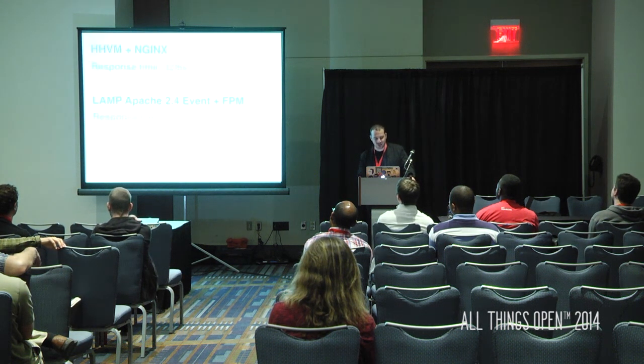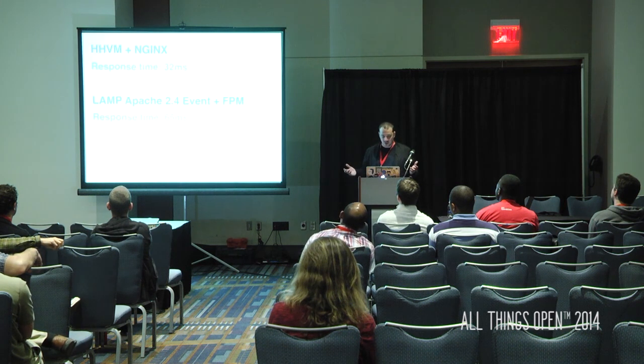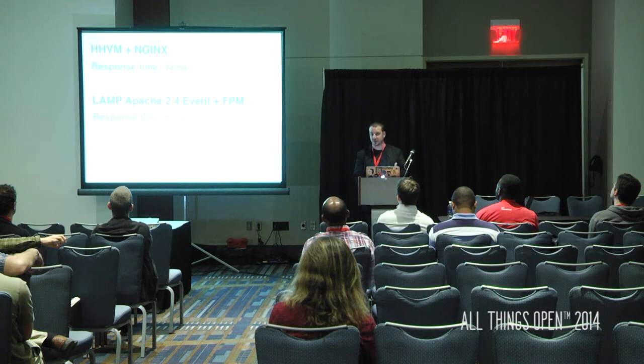All right, and no surprises there. So 32 milliseconds for HHVM and Nginx, and Apache 2.4, 65 milliseconds. Excellent results for both of them, but only HHVM is going to move on. But definitely, if I'm getting 65 milliseconds out of my server, I'm pretty happy.